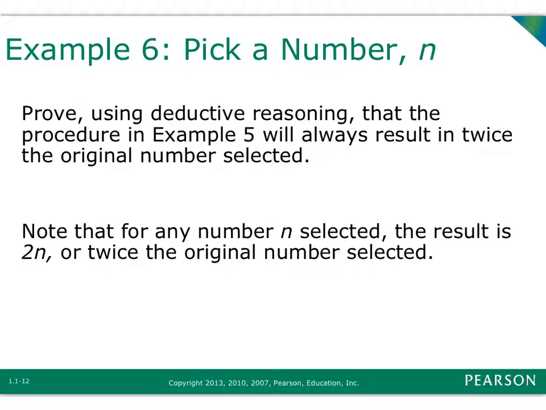So now we'll pick a number n. Prove using deductive reasoning that the procedure in example 5 will always result in twice the original number selected. Notice that for any number n selected, the result is 2n, or twice the original number selected.